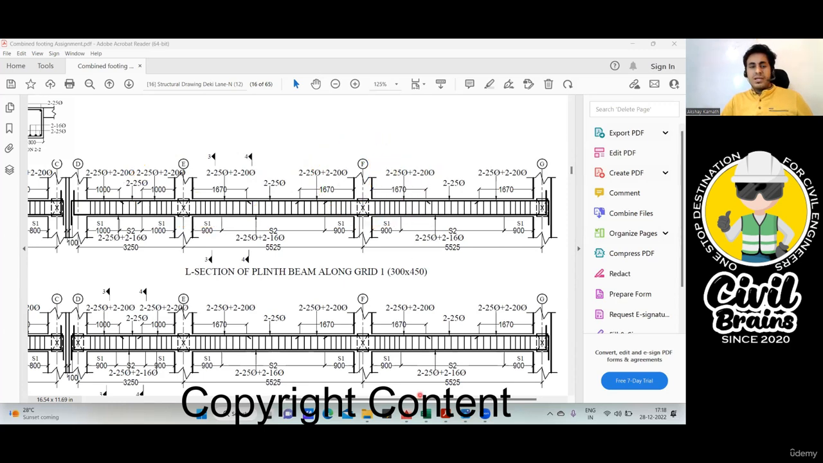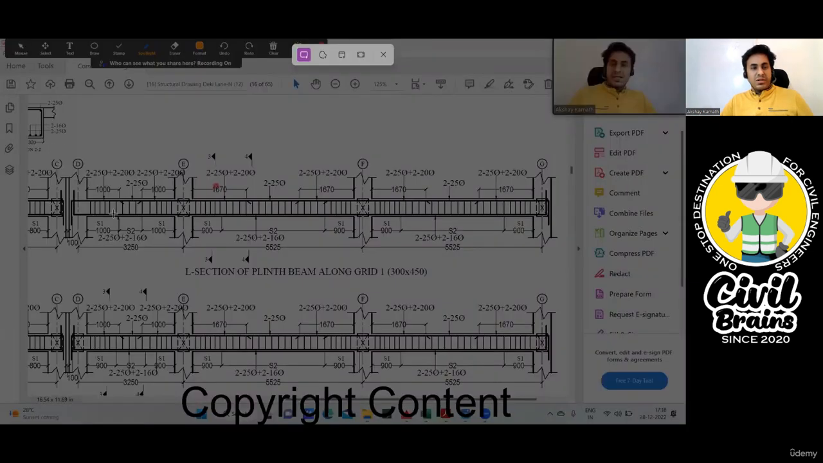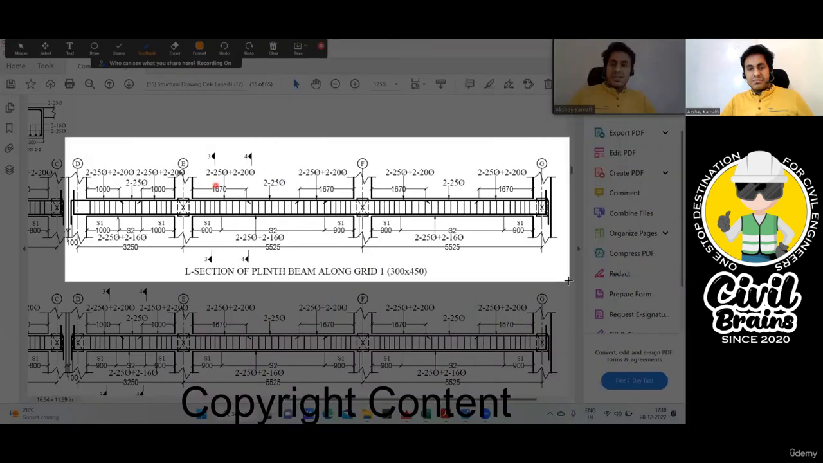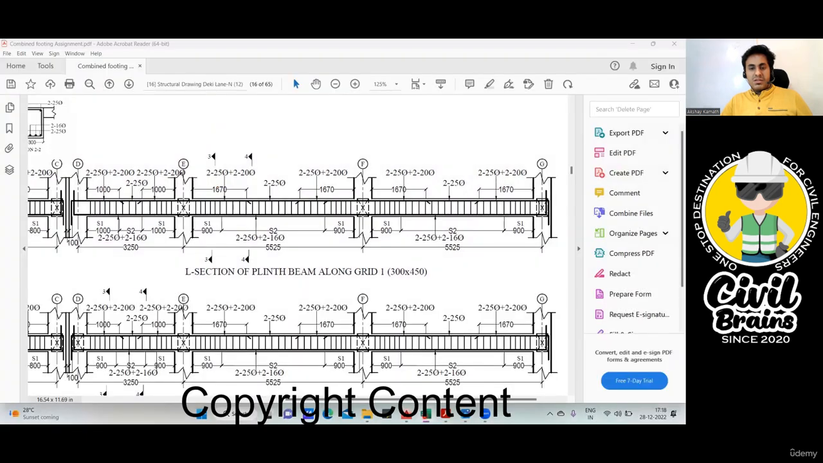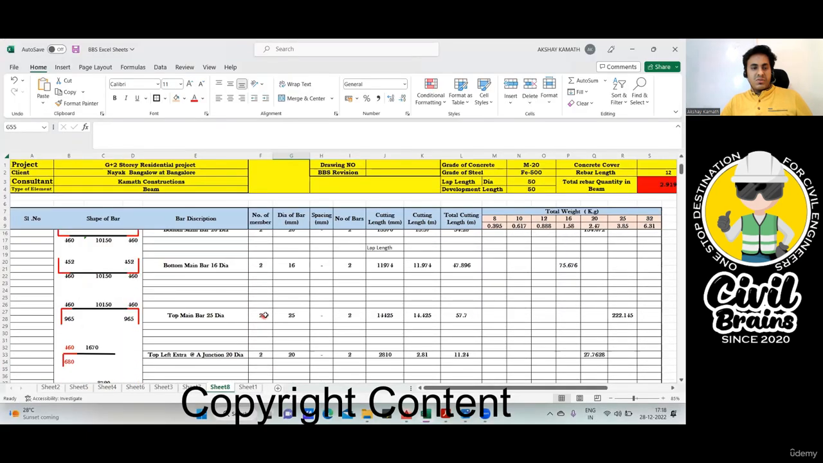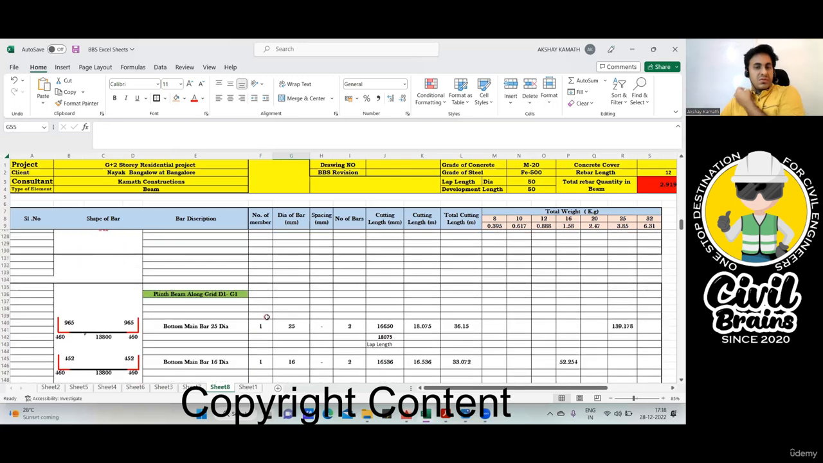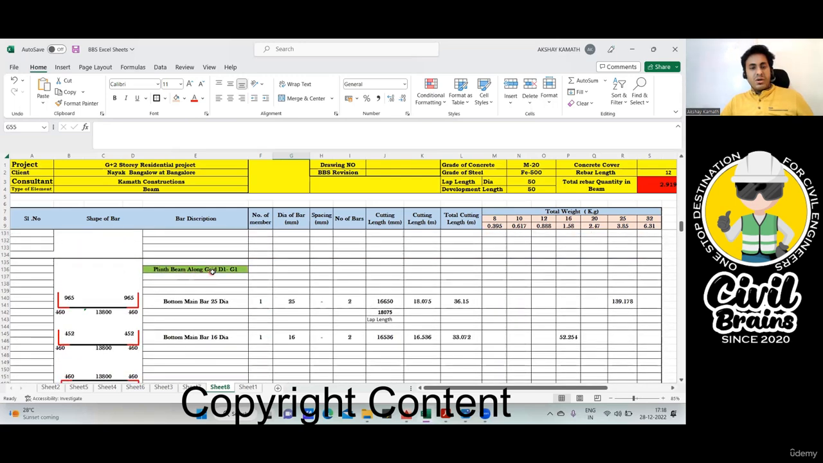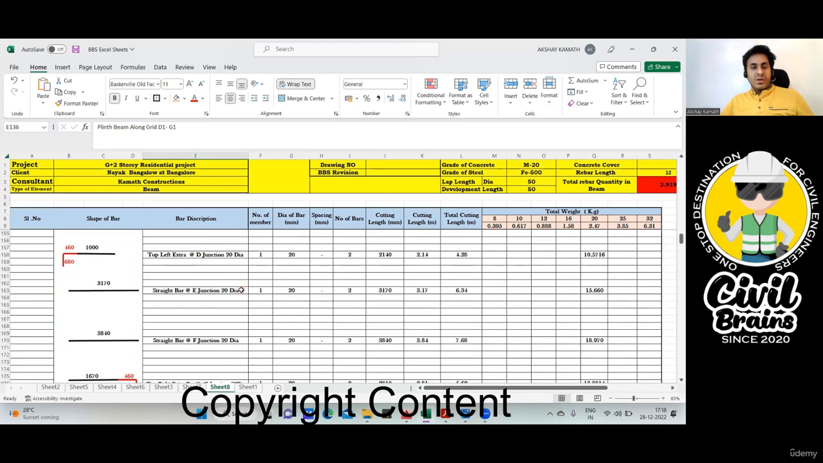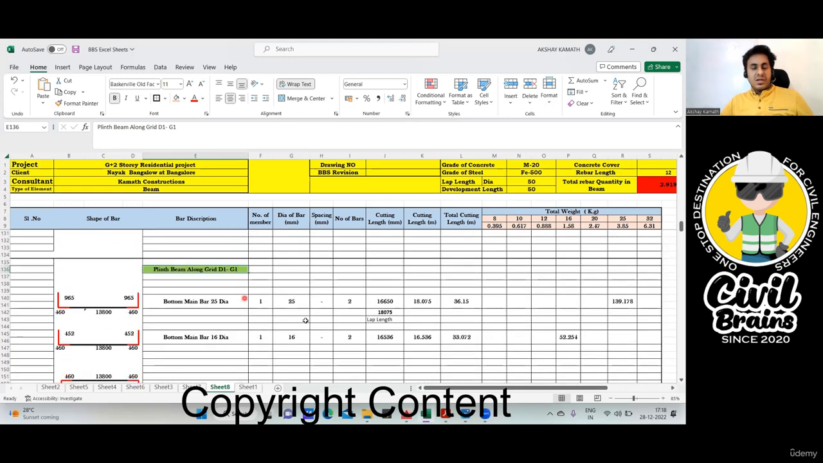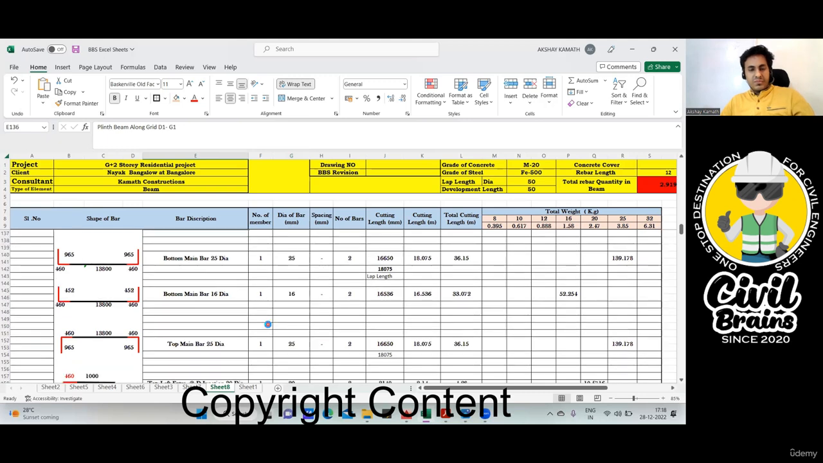But anyhow, I already made this Excel sheet ready and kept. So I'll just copy this part and take it. Okay. And this is the Excel sheet I have kept ready. I've written plinth beam along grid D1 to G1. D, E, F, G. Okay. So what I can do is I'll just paste it here, and we can do that.